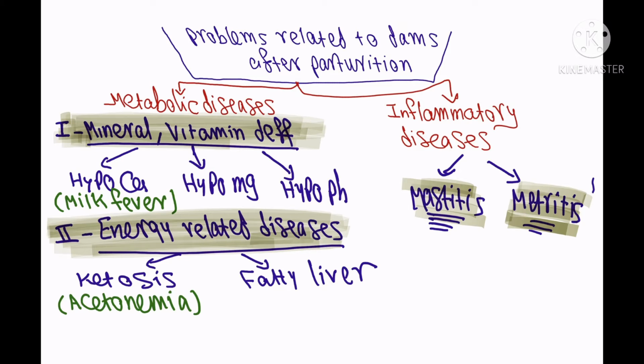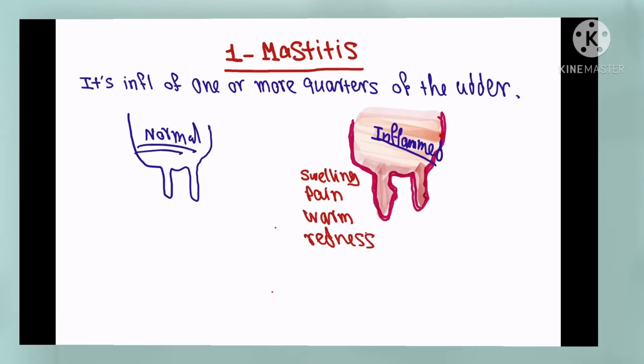The other type of disease of dams after parturition is inflammatory diseases, either inflammation in the uterus called metritis or inflammation in the udder called mastitis. And the disease which we will talk about is mastitis in dairy cattle.